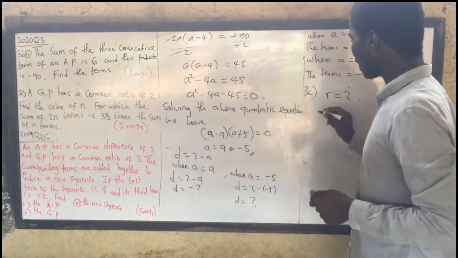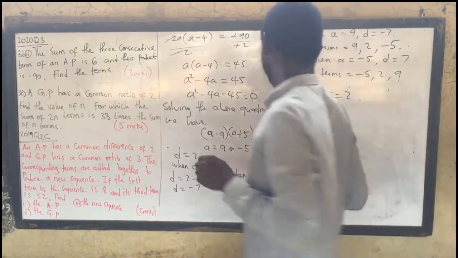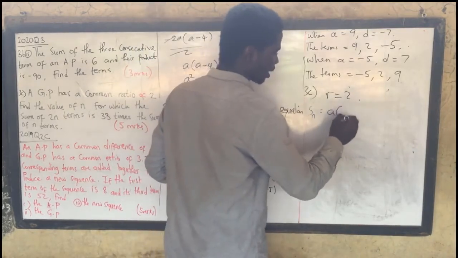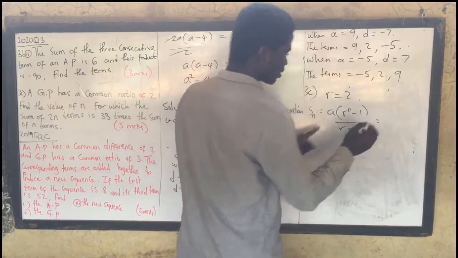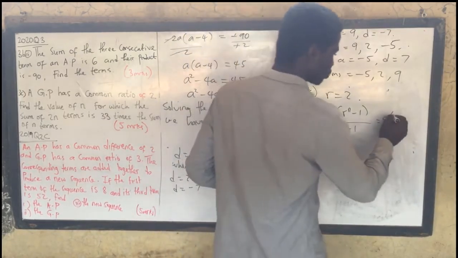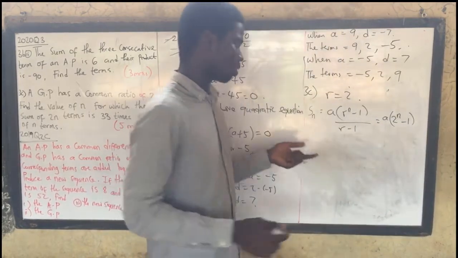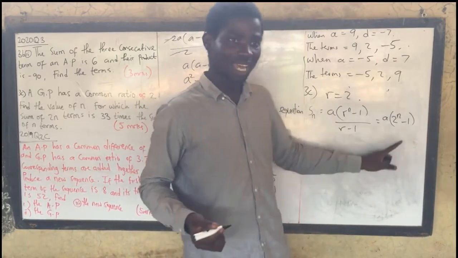Now, the sum of the n terms of a GP. What is the sum of the n terms? A open bracket r raised to power n minus 1 over r minus 1. So this is A, r is 2, 2 raised to power n minus 1, over 2 minus 1. 2 minus 1 is 1. So this is the answer.